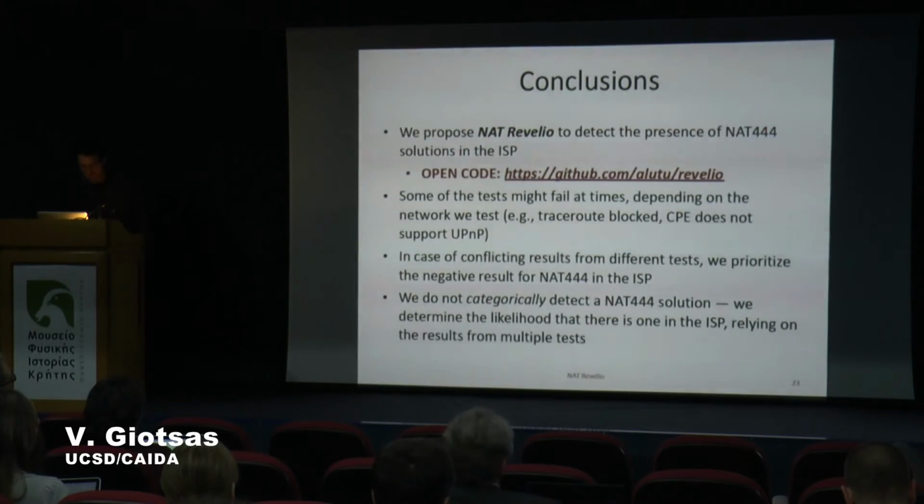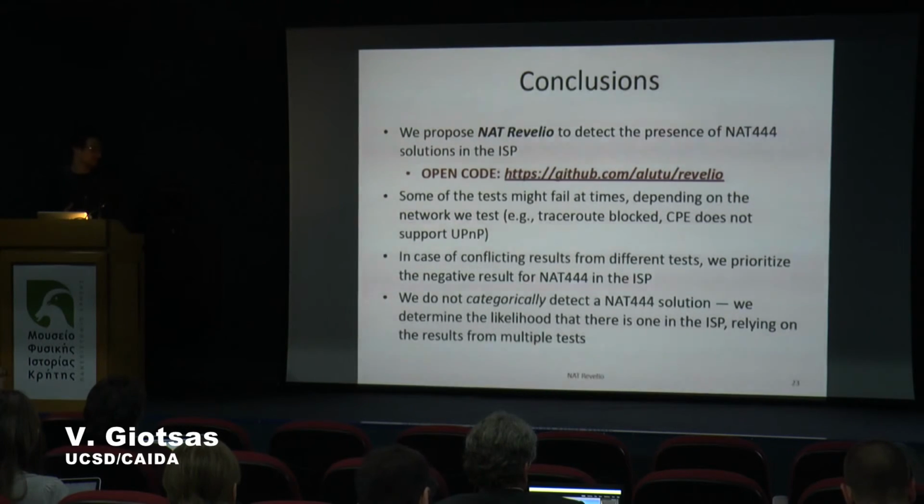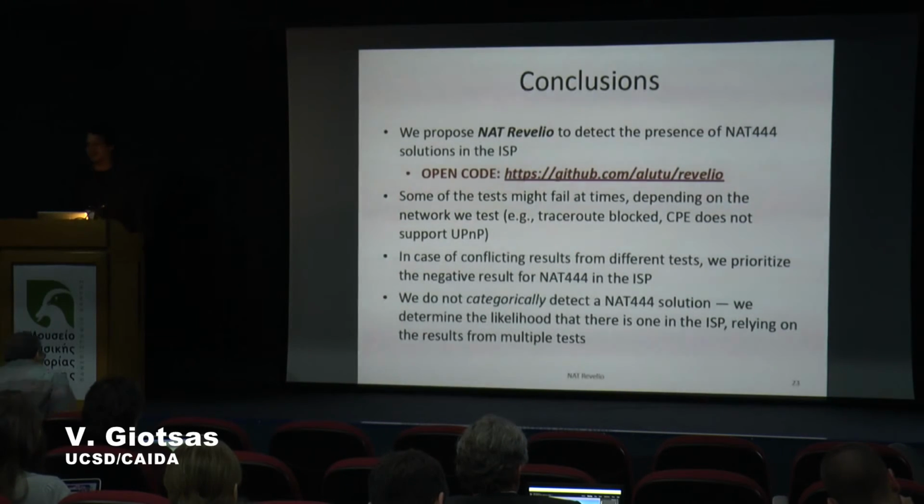So to conclude, Revelio is a novel tool that tries to infer the likelihood of NAT444 being present. It doesn't categorically determine whether NAT444 is deployed or not, but it assigns a confidence to its inference. And in some cases, it may be high or low, so basically it's a likelihood, not a categorical conclusion. The source code of Revelio is available in this GitHub repository. And yeah, that's all.